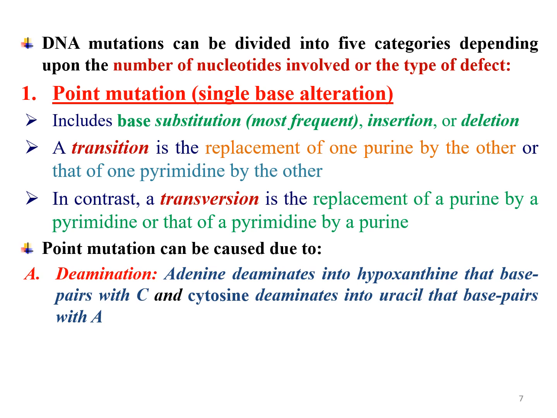And this point mutation can be caused by different factors. One factor of point mutation is deamination. Adenine deaminates into hypoxanthine that base pairs with C, and cytosine deaminates into uracil that base pairs with adenine. You know that cytosine is always paired with guanine, but in case of deamination, this cytosine can be base paired with adenine, and the thymine can be again deaminated and paired with guanine.